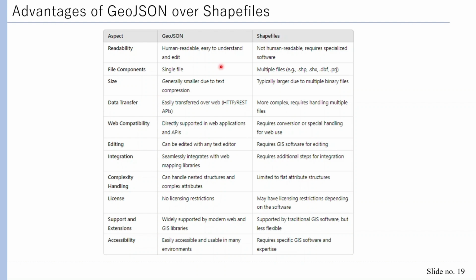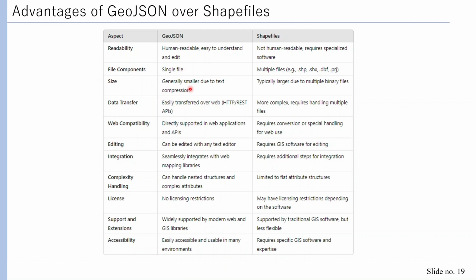And file components: GeoJSON is a single file, only the .geojson file, and it is not dependent on any other file. But for a shapefile, as I said, multiple files are needed, like the SHP, the SHX, the database file, the reference system file. If you miss any of these files, then the shapefile will not work properly. So if you need to send your data to a colleague, you need to zip all these files in a single zip folder and send him the files. And many times we miss one or two files. But for GeoJSON, that is not the case. You just send a single file and it's completely okay.